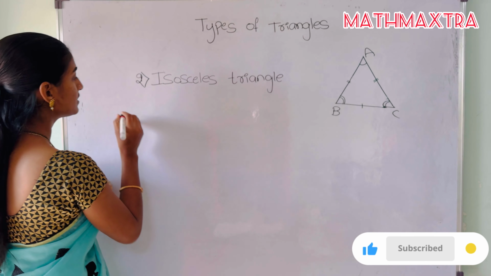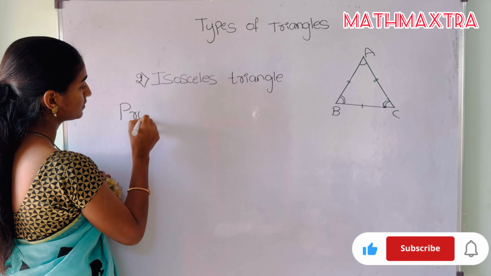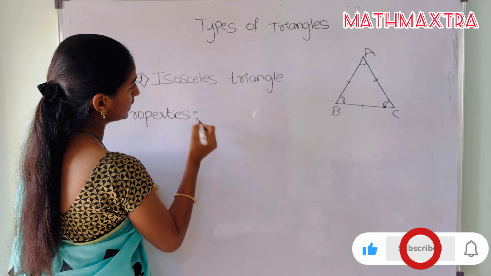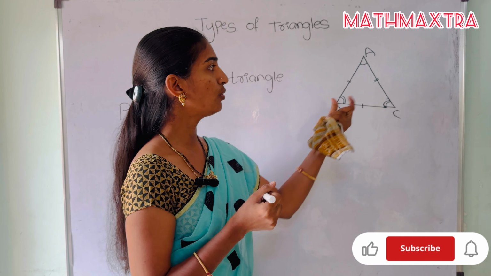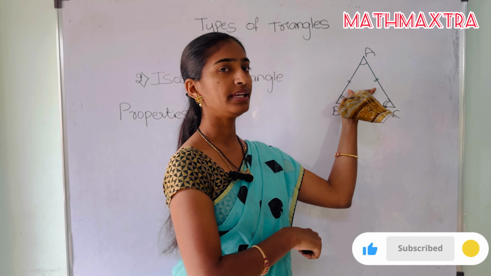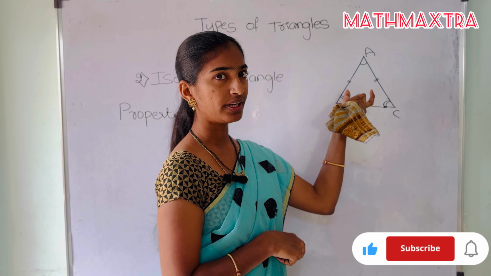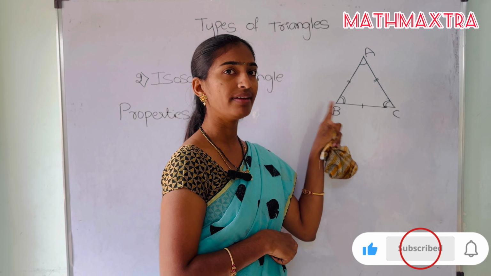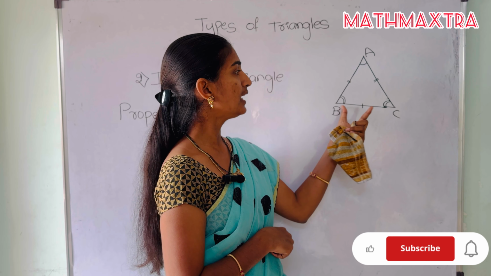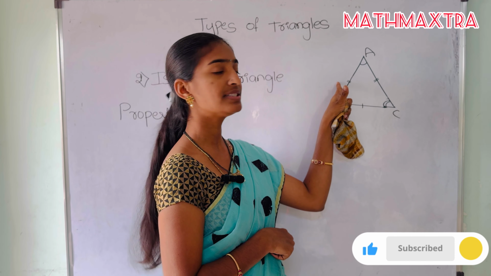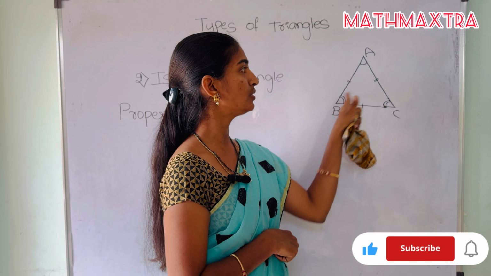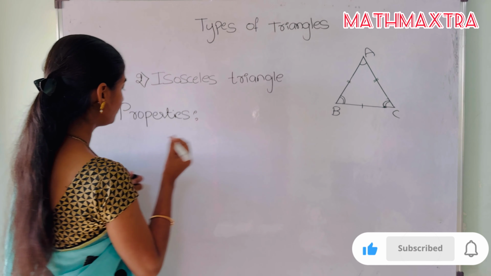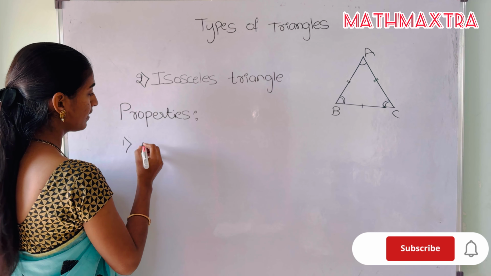What are the properties of an isosceles triangle? As two sides are equal, by the properties of a triangle we know very well, the angles opposite to equal sides are always equal. These two are the sides which are equal, so the angles opposite to these sides are also equal. So the first property is the base angles.